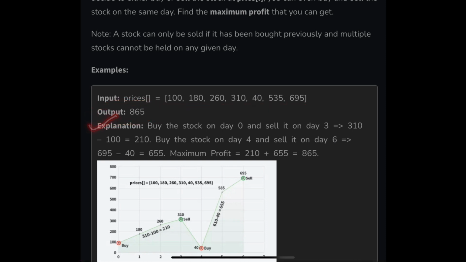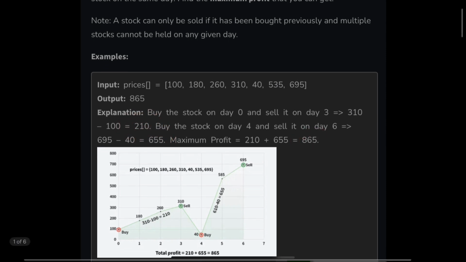Now the explanation says buy the stock on day 0 and sell it on day 3. So if you buy on day 0 and sell it on day 3, the total profit generated is 310 minus 100, which is 210. Again, since we have bought and sold, now it's our chance to buy, right? So buy the stock on the fourth day and sell it on day 6 to generate a profit of 695 minus 40, that is 655. So the maximum profit is 210 plus 655, which gives the summation of 865, right?